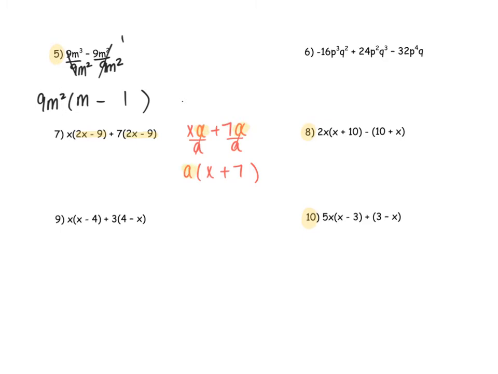So I'm going to do the same thing that I know how to do. I'm going to pull out the GCF of 2x minus 9, followed by an open parenthesis, and I'm going to divide each of the pieces by 2x minus 9.